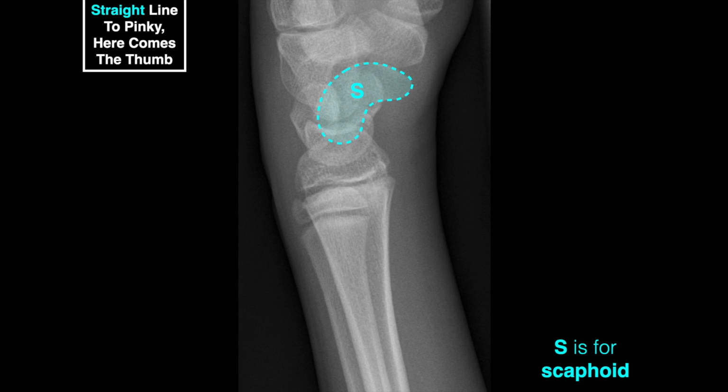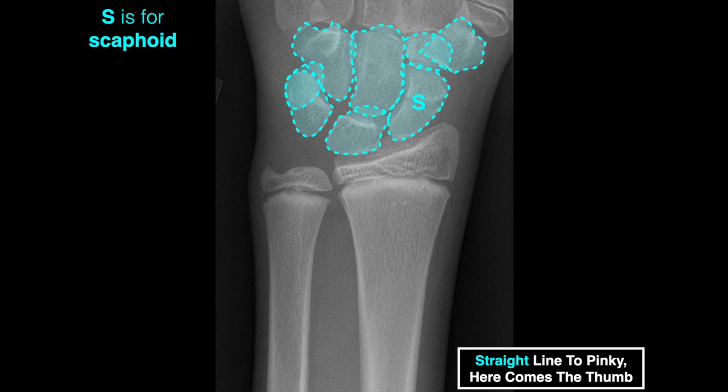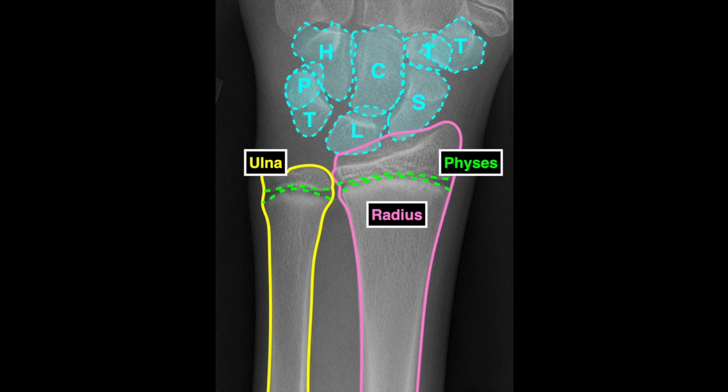S is for scaphoid, L is for lunate, T is for triquetrum, P is for pisiform, H is for hamate, C is for capitate, T is for trapezoid, and the other T is for trapezium. Here they are all overlaid together. Here they are on the AP view: scaphoid, lunate, triquetrum, pisiform, hamate, capitate, trapezoid, and trapezium. We can also see the ulna, the radius, and the physes for both of those bones.